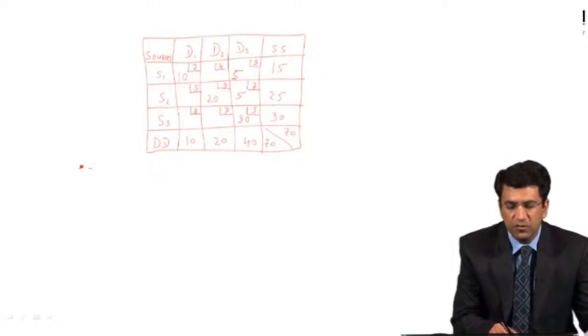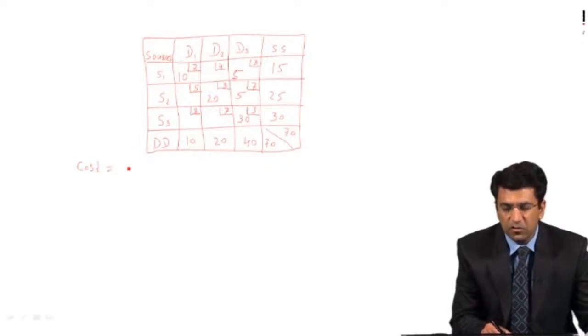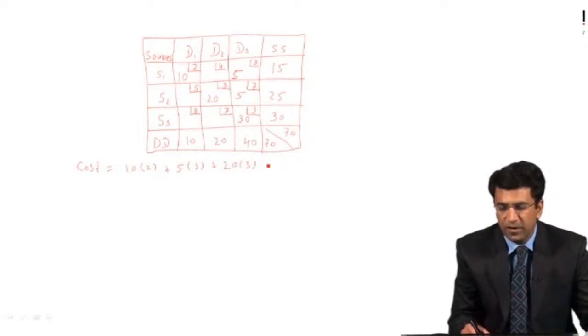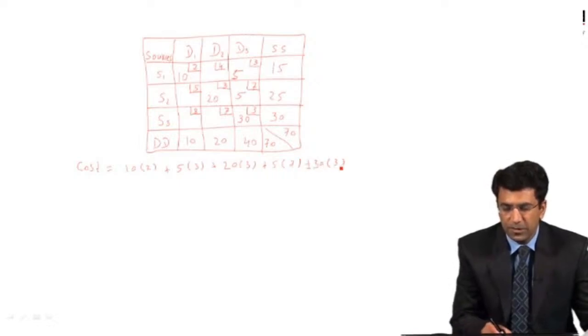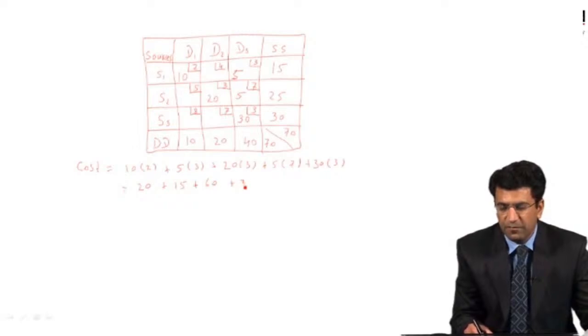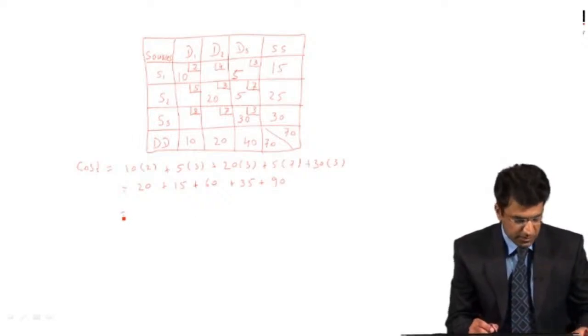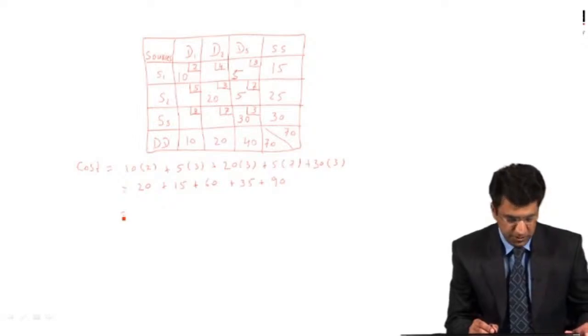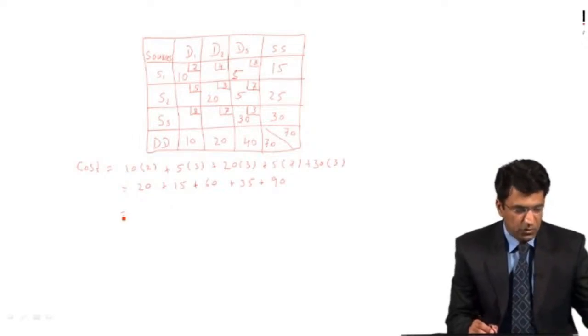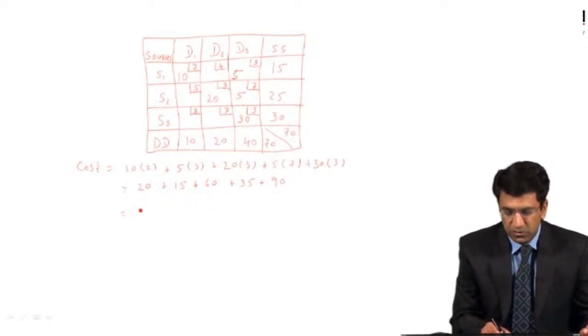So again, we'll have to calculate the cost for this particular transportation plan, and in this case the cost will be 10 multiplied by 2, plus 5 multiplied by 3, then plus 20 multiplied by 3, plus 5 multiplied by 7, plus 30 multiplied by 3. It will become 20 plus 15 plus 60 plus 35 plus 90. So let's total this cost, that is 20 plus 15 plus 60 plus 35 plus 90. Now this will be equal to 220. So this cost is 220.